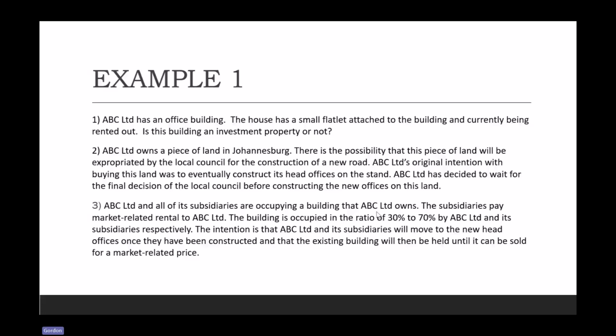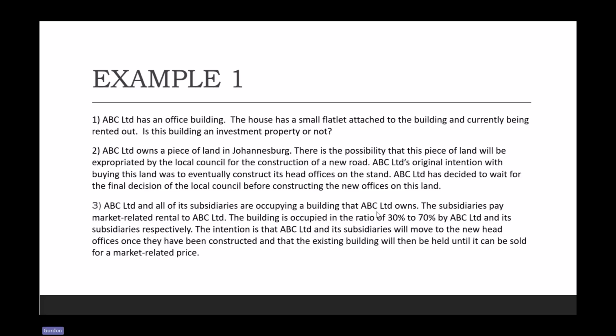Now let's look at number 3, which also applies to FAC2602 people, for those who are doing consolidations. So we have ABC Limited and all of its subsidiaries occupying a building that ABC Limited owns, right? So both the parent and the subsidiary are all occupying a building, right? One building. The subsidiaries pay market-related rental to ABC Limited.